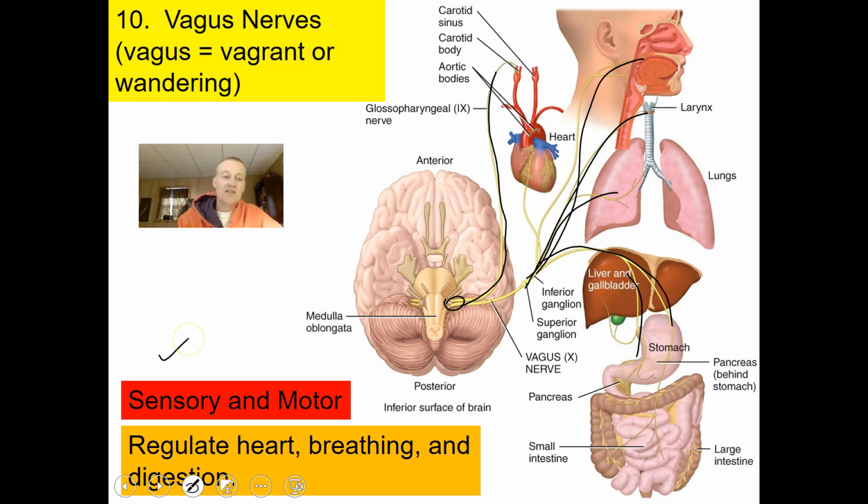It is sensory and motor, so it's a mixed nerve. And it does regulate large core things like heart rate, breathing, digestion, swallowing, vomiting. It has a huge number of jobs it performs. So this is a really critical and very important job that it's going to be performing.